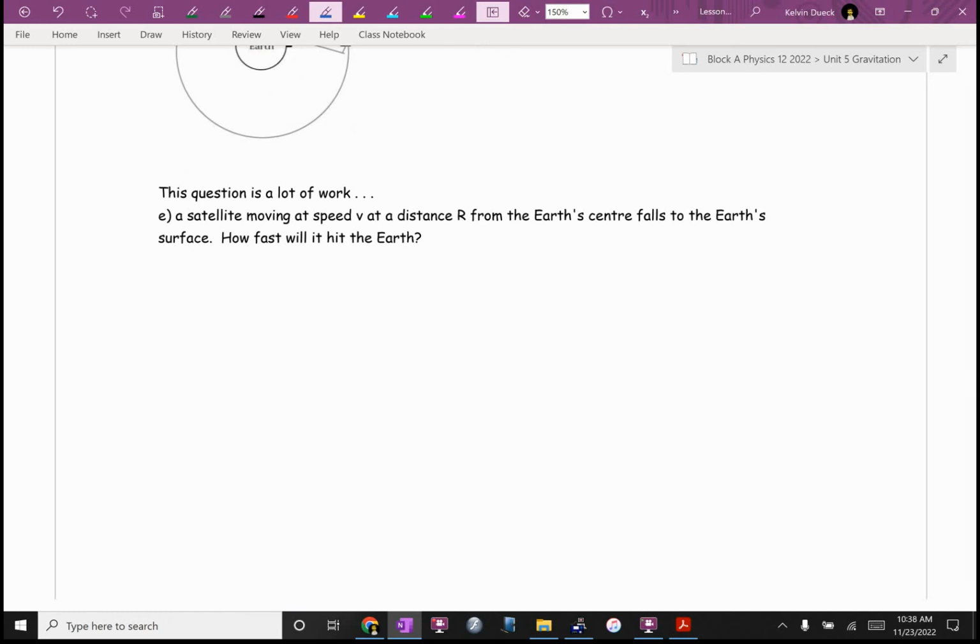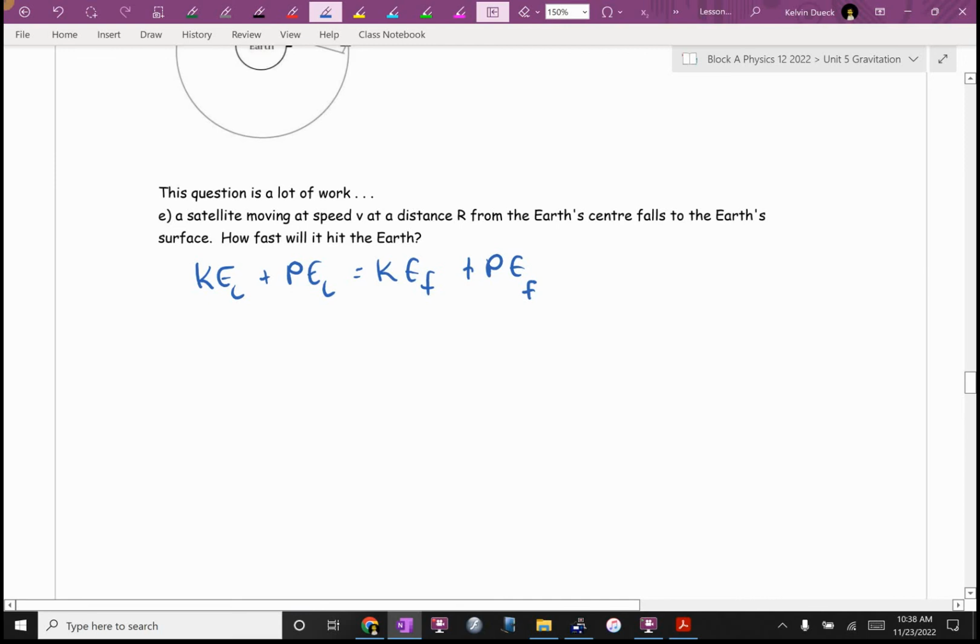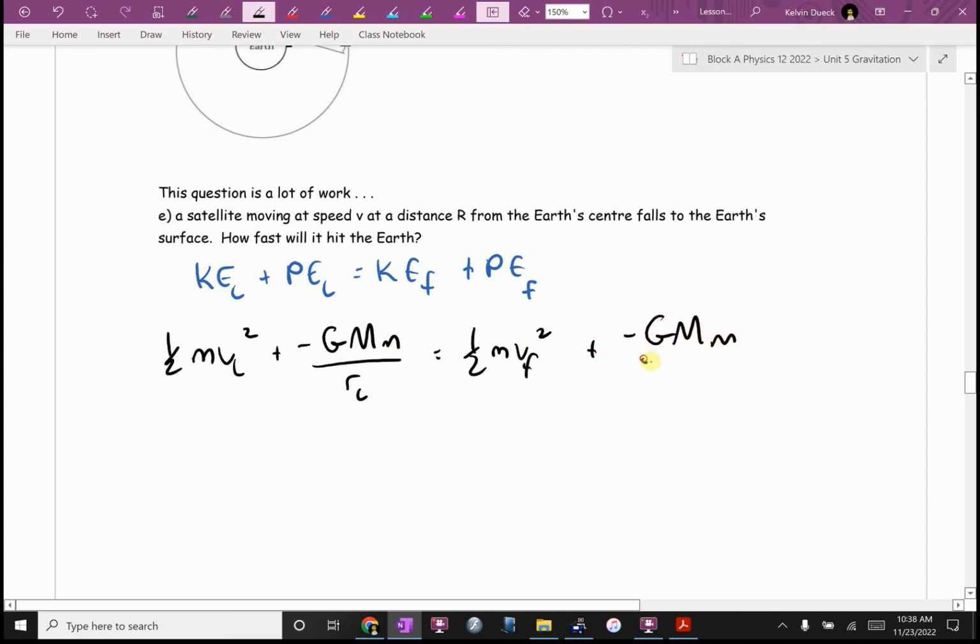Conservation of energy. K E initial plus P E initial equals K E final plus P E final. It'll end up being a half M V initial squared plus negative big G big M little m over R initial equals a half M V final squared plus negative big G big M little m over R final. The little m's will cancel.